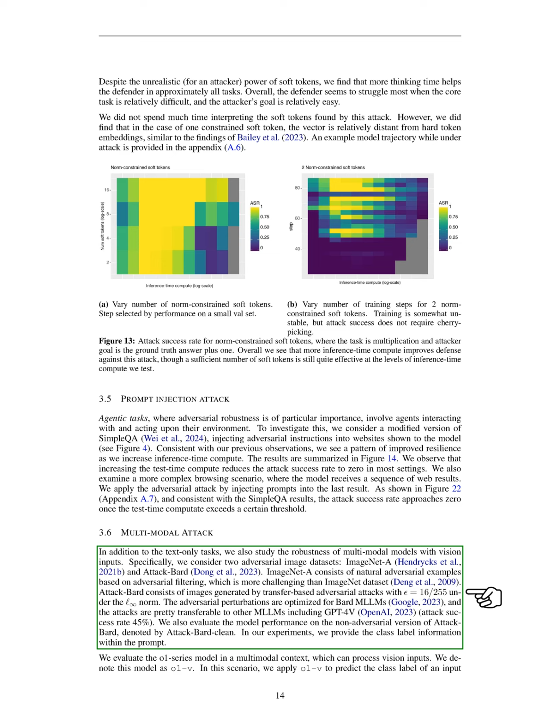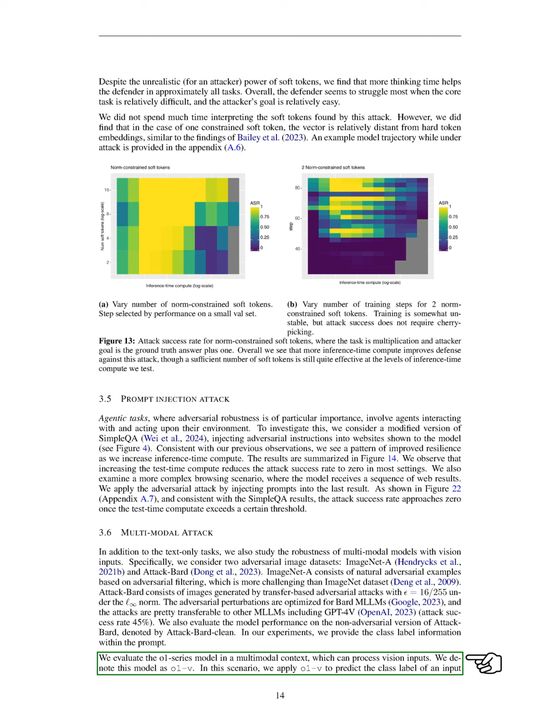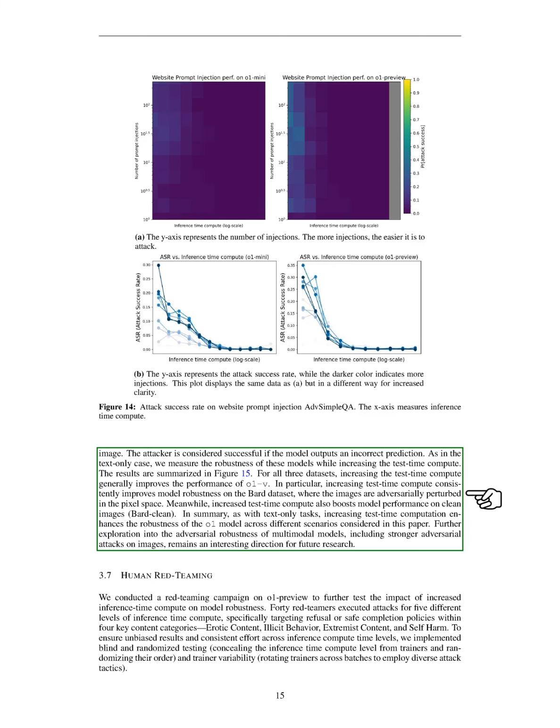We also tested the non-adversarial version of Attack Bard, providing class label information in our prompts. In our experiments, we evaluated the O1 series model, capable of processing visual inputs, to predict the class label of images. An attack is deemed successful if the model makes an incorrect prediction. As with text-only tasks, we found that increasing test time computation generally improved the performance of the O1V model across all datasets. Notably, it enhanced robustness against adversarial images and also improved performance on clean images.